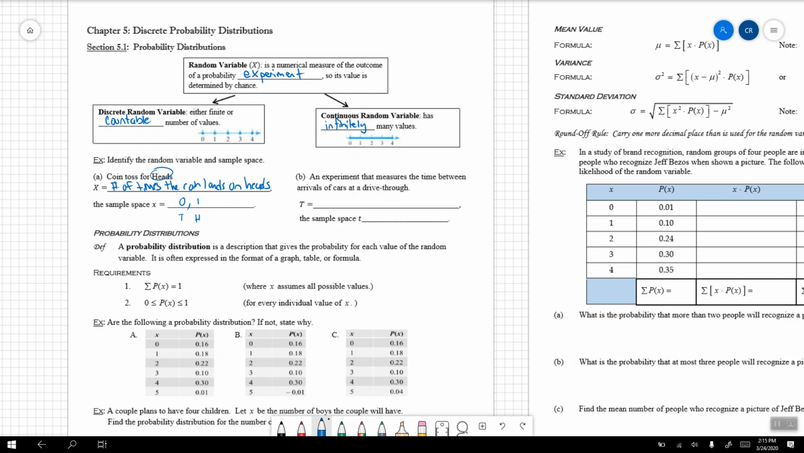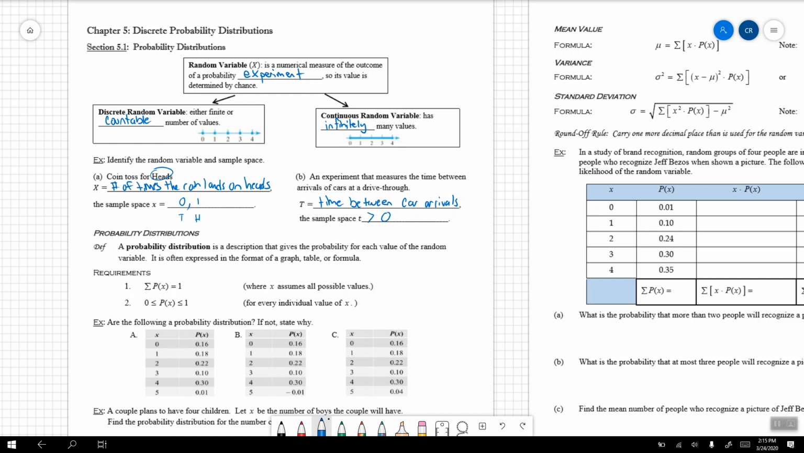Now, looking at part B, an experiment that measures the time between arrivals of cars at a drive-thru. So capital T here, in other words, the event for T. This random variable, we're going to be looking at time between car arrivals. So anything between car arrivals. Now, in this particular case, time, whether it be seconds, minutes, anything like that, is just going to be anything greater than 0.